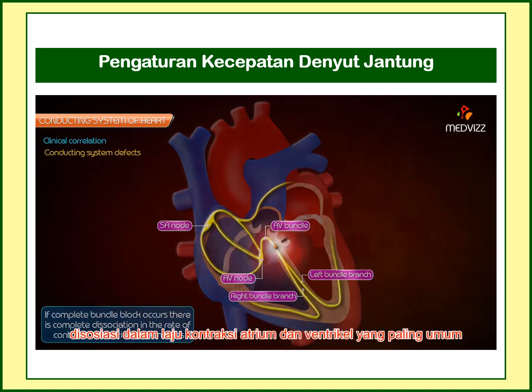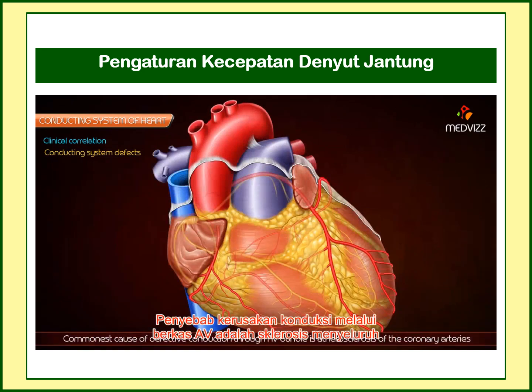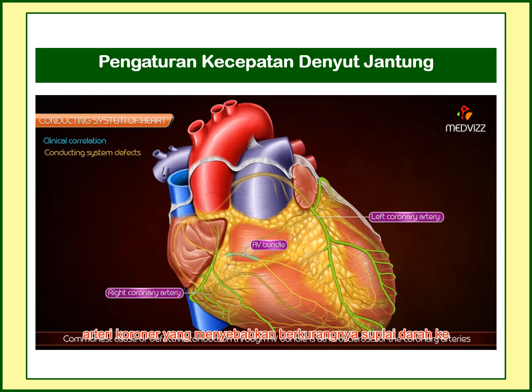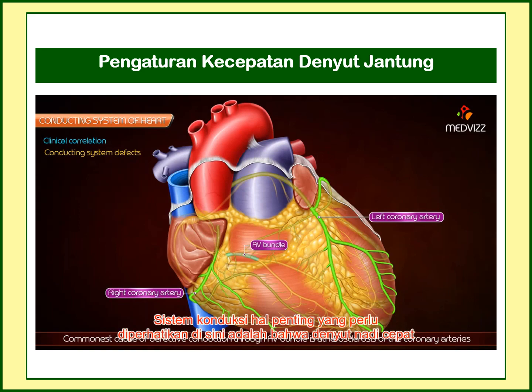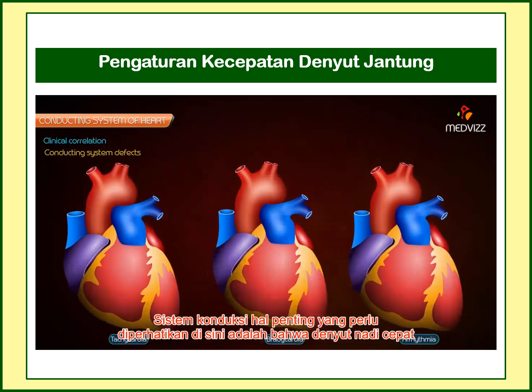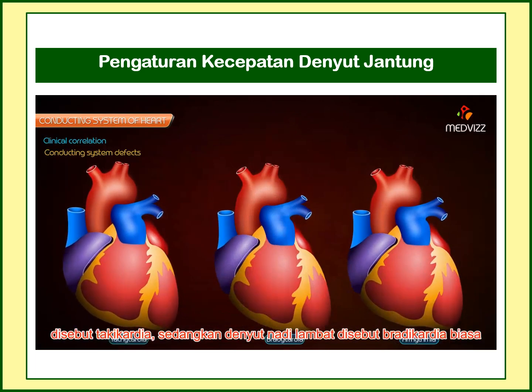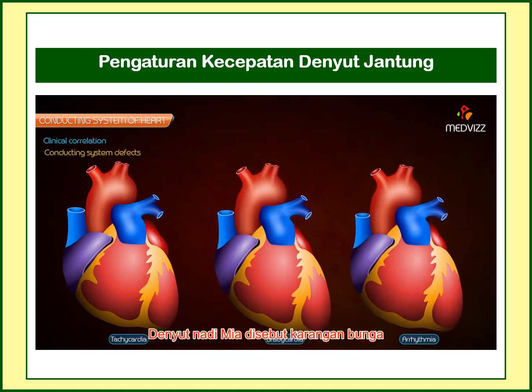and ventricles. The commonest cause of defective conduction through the AV bundle is atherosclerosis of coronary arteries, which leads to diminished blood supply to the conducting system. An important point to be noted here is that rapid pulse is called tachycardia, the slow pulse is called bradycardia, whereas irregular pulse is called arrhythmia.